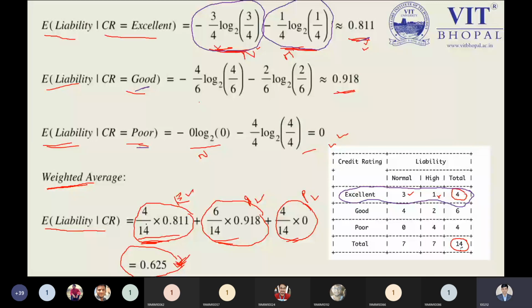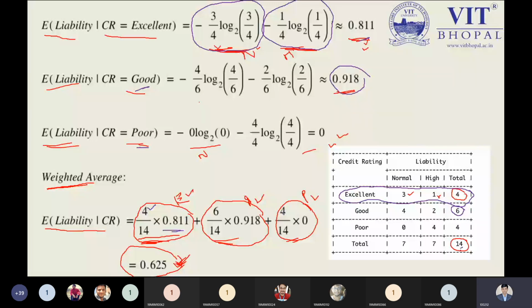From this 14, what is the total value of the excellent? That is 4. And what is its entropy value? That is 0.81. So we will write over here 4 divided by 14 multiplied by 0.811. For the good, we need to write its value 6. 6 is the total of the good in all the credit rating scores with respect to liability. 6 divided by 14 multiplied by 0.918. So that's the value we have over here.